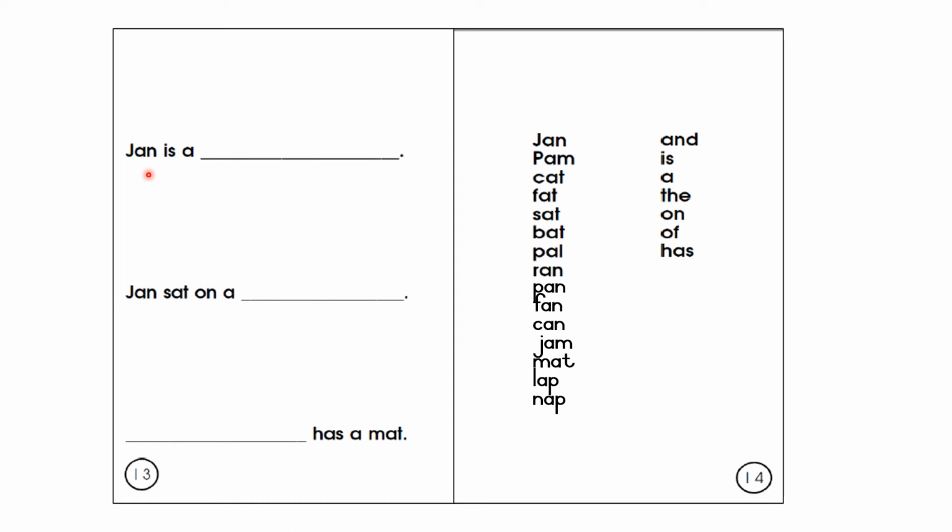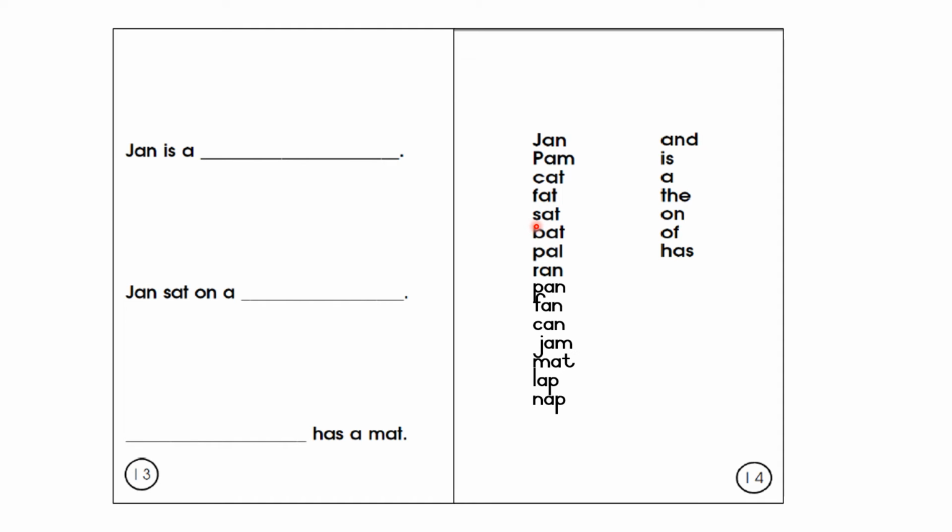So now we need to fill in the blanks. So Jan is a what? What is Jan? Jan sat on a, what did Jan sit on? Who has a mat? So someone has a mat. And that was on page 13. Page 14, we know that there were two characters, Jan, Pam. Jan was the cat, and we know he was fat.